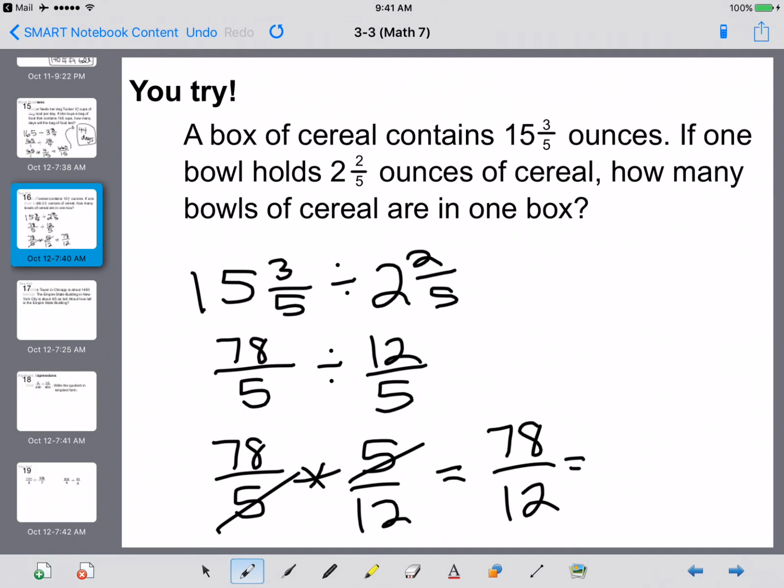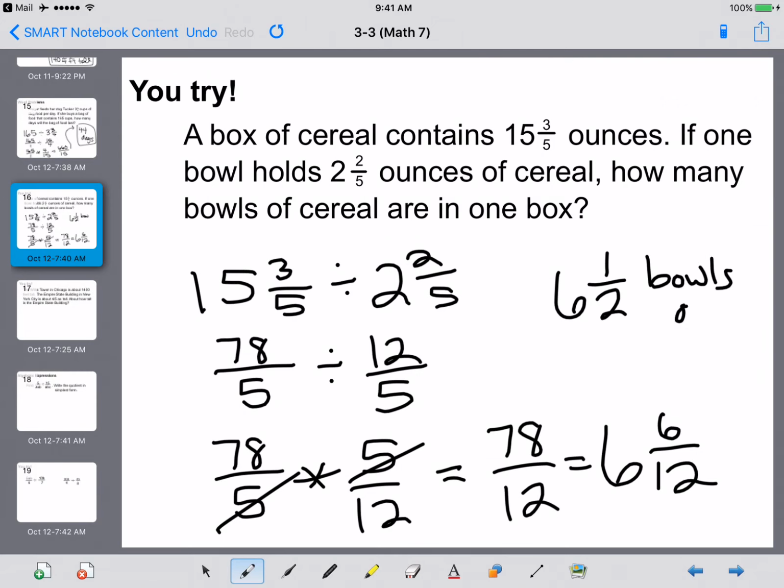12 goes into 78 6 times, with 6 left over. So that would be 6 1/2. In the context of this question, that would be 6 1/2 bowls of cereal.